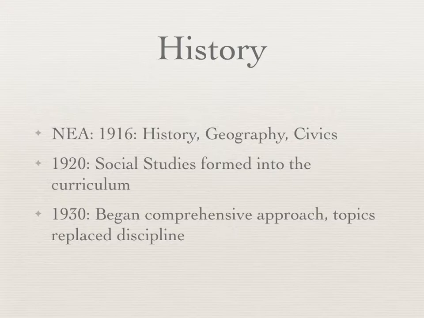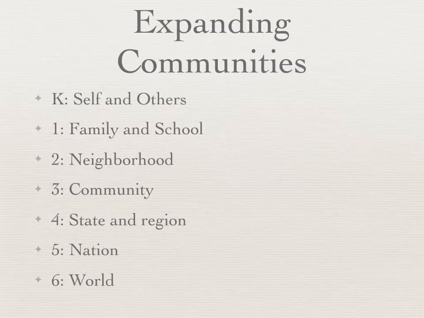And then about 10 years later in 1930, they began a comprehensive approach, which means topics replaced disciplines. Okay, so instead of saying in kindergarten we're going to learn about geography and in first grade we're going to learn about history, they moved that idea to this expanding communities idea. So now instead of it being just those different categories, we're moving to topics. And you can see right here that in kindergarten, we have the topic of self and others. And the whole theme of the year is that self and others in kindergarten.